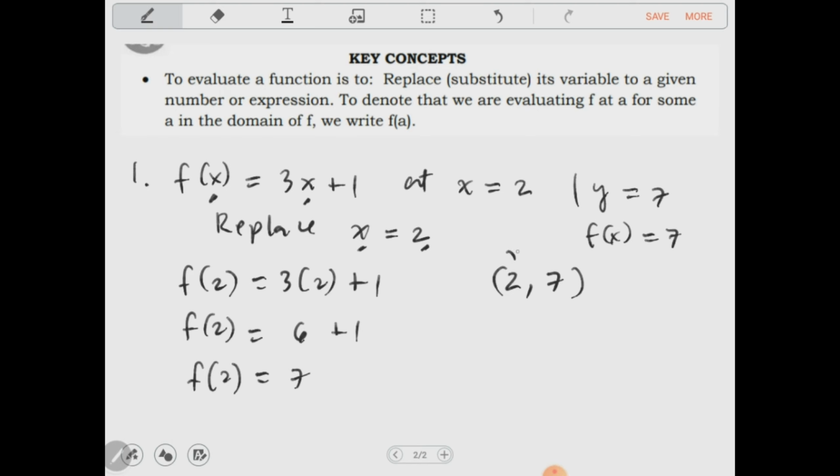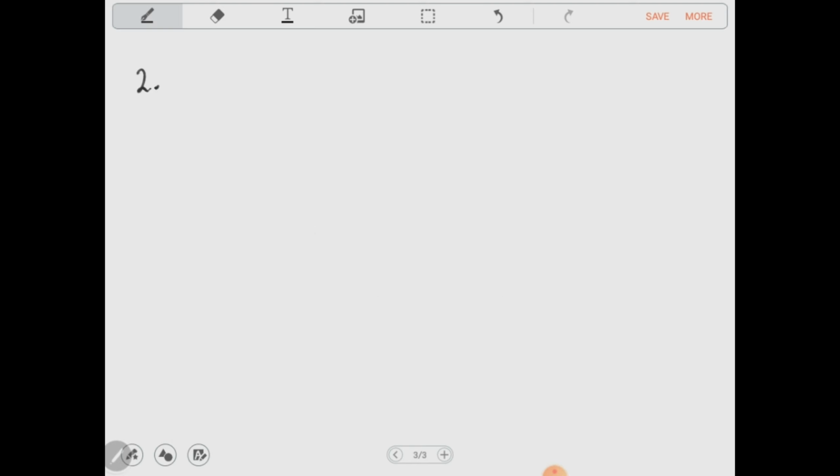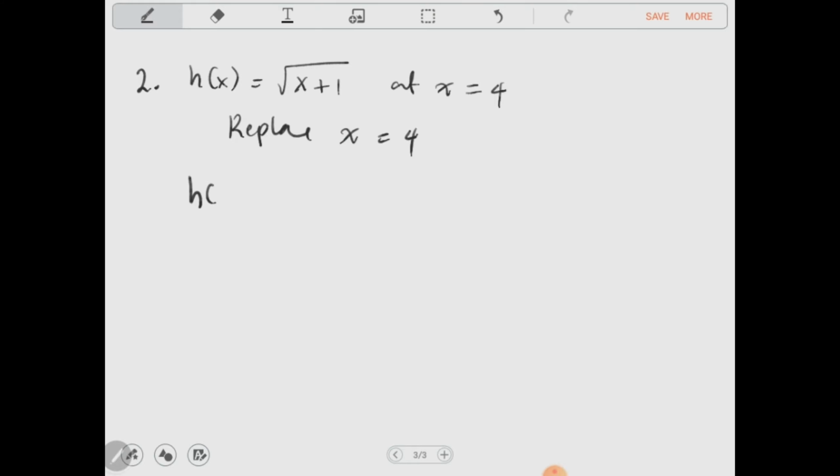Okay, so that's it. In example number 2, we have h of x is equal to square root of x plus 1 at x equals 4. So again, just replace your x by 4. Instead of h of x, it would be h of 4 equals square root of x, which is 4, plus 1. So that would be square root of 5.